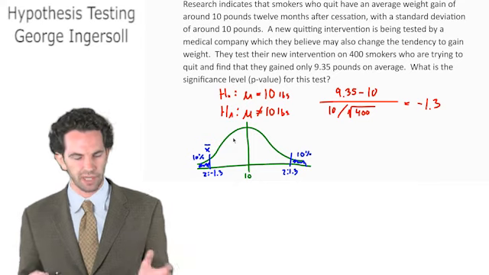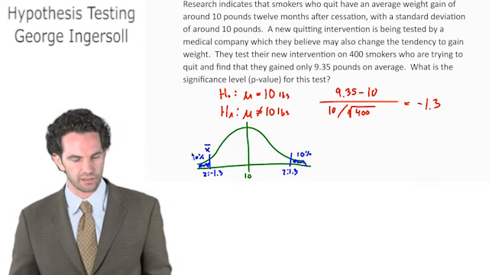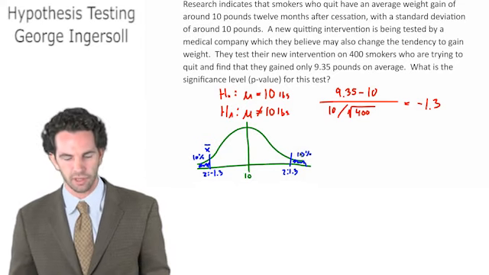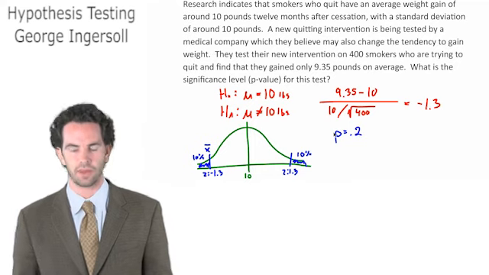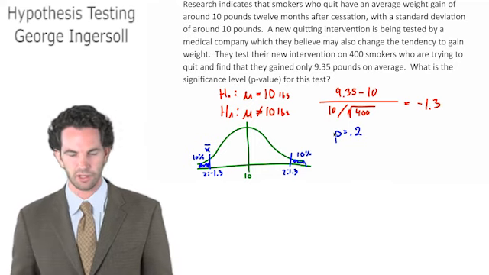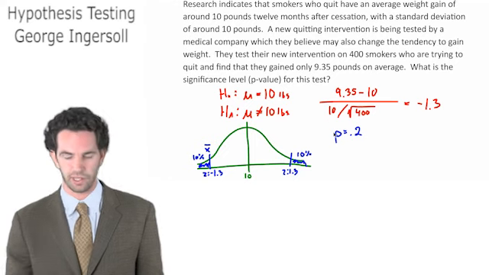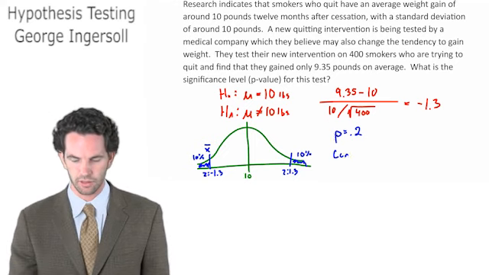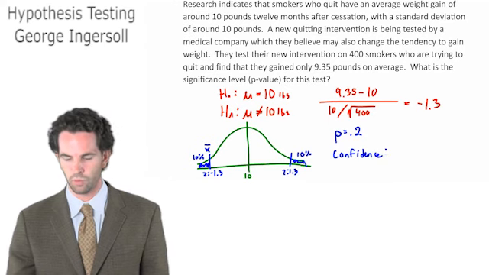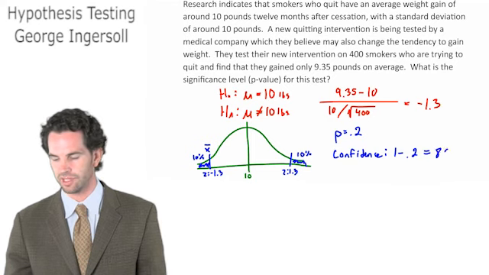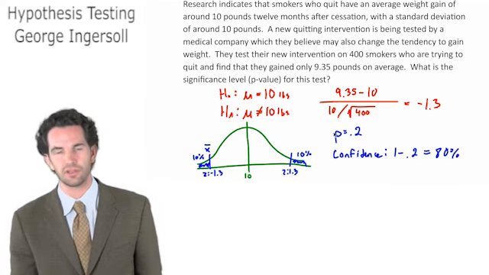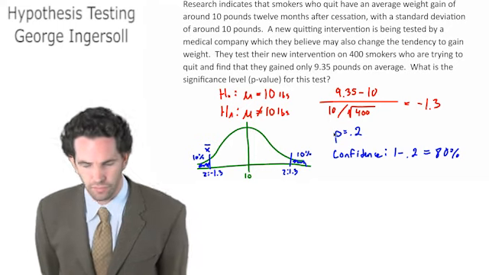Therefore, when we say what's our p-value here, it's actually 10%, and again this is a little bit of an estimate, plus 10%. So our p-value here is going to be 0.2. And our confidence in saying, oh yeah, there is a difference in terms of the weight gain, is going to be 1 minus 0.2, which is equal to 80%. So we can be 80% confident there's a difference in weight gain for this new intervention.